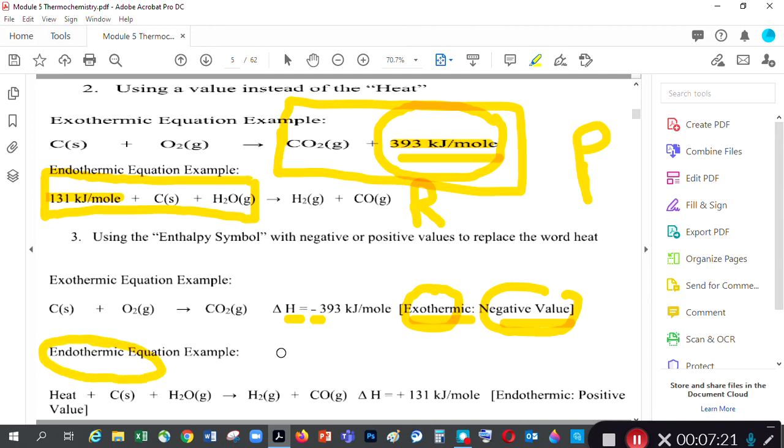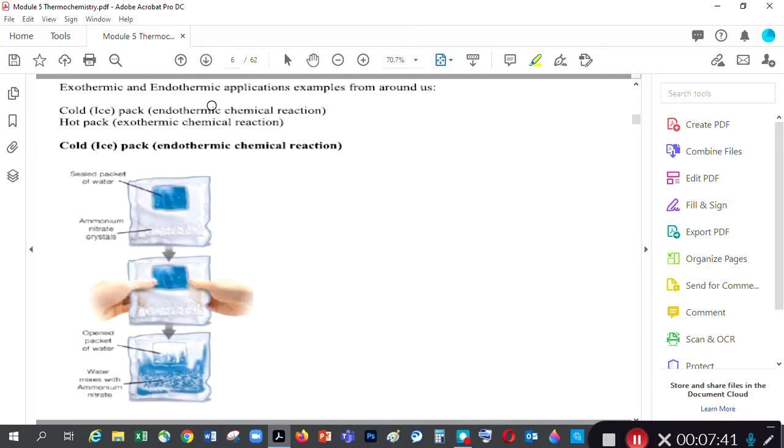The endothermic is the same way. Instead of the heat or the value, I can write here the same thing. The change in enthalpy is positive. See here, the endothermic positive change, the positive value at the end of the reaction equation.